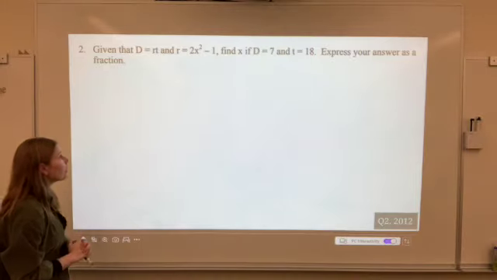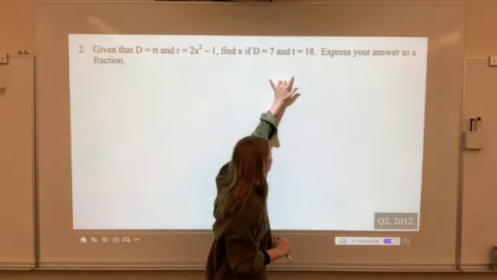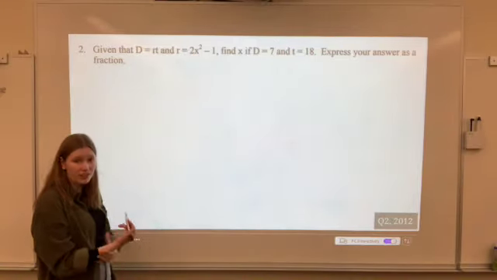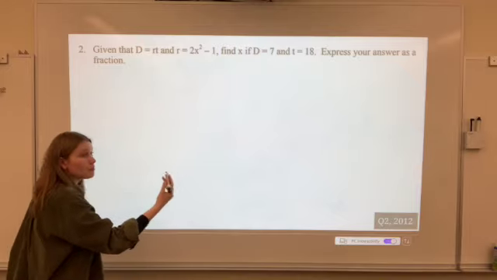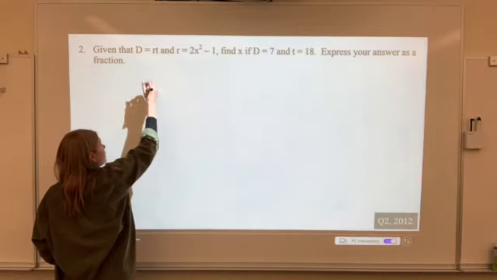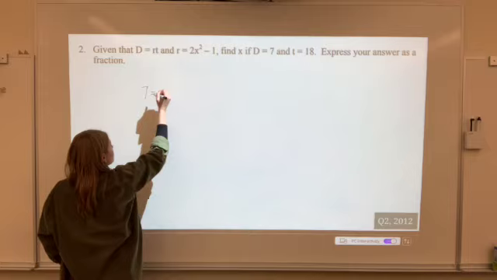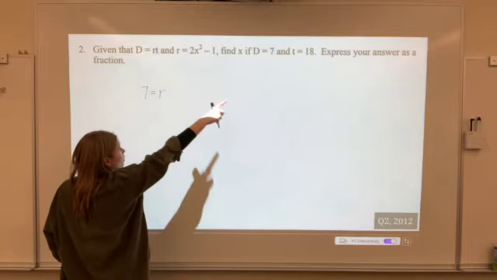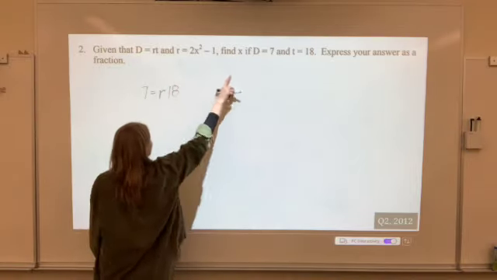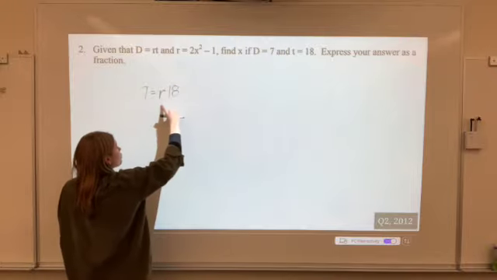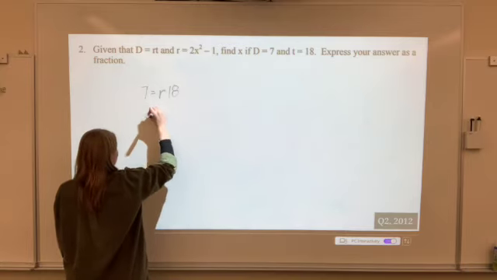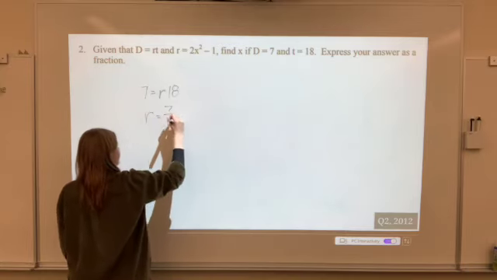All right, so they're actually giving us values to plug in this time. If they didn't give us values, we'd use both equations and use substitution to simplify as much as possible. But they're giving us values for some of our variables. So we know that d is equal to 7. Using this equation here, we're going to say 7 is equal to r times t, which they've given us as 18. Our goal is to solve for x, so I'm going to solve for r here, so we can plug a number into this expression and solve for x. Divide both sides by 18, and you get r is equal to 7 over 18.